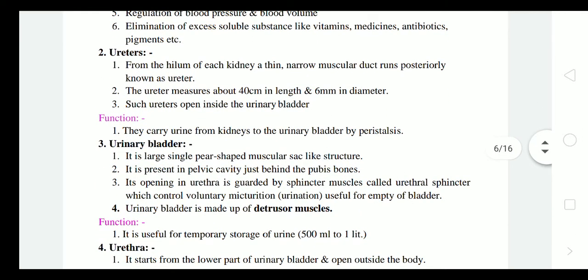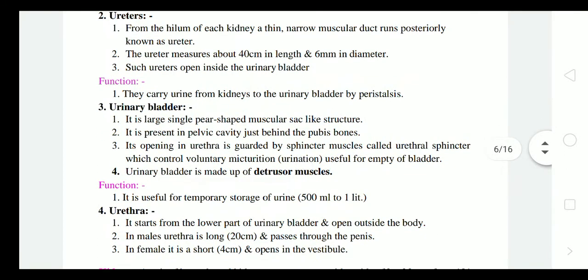Ureters. From the hilum, that means from the notch-like structure of each kidney, a thin narrow muscular duct, duct meaning a kind of small tube, runs posteriorly, known as ureter. Posteriorly means from the back side. Ureter measures about 40 centimeter in length and 6 millimeter in diameter.